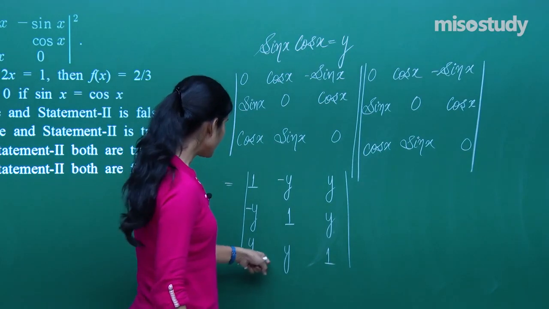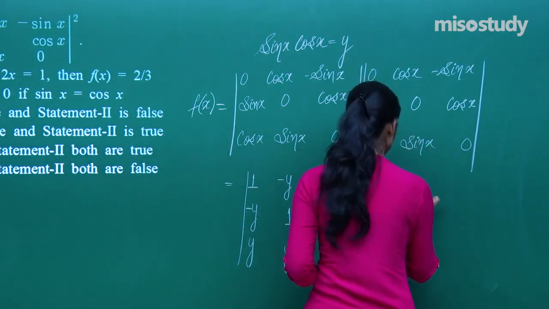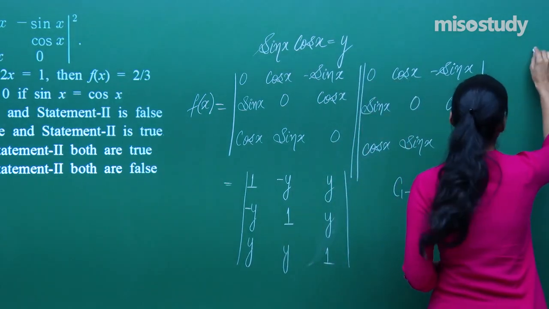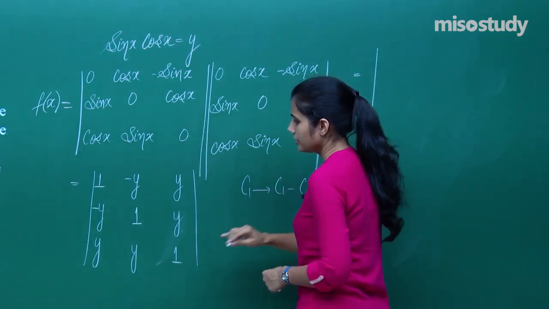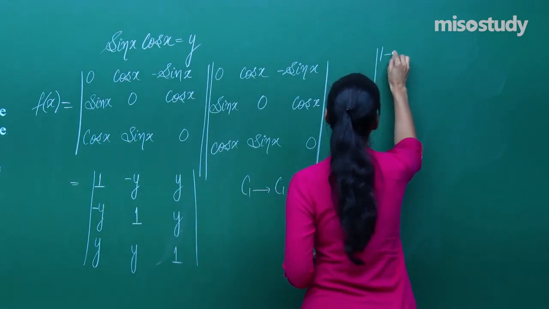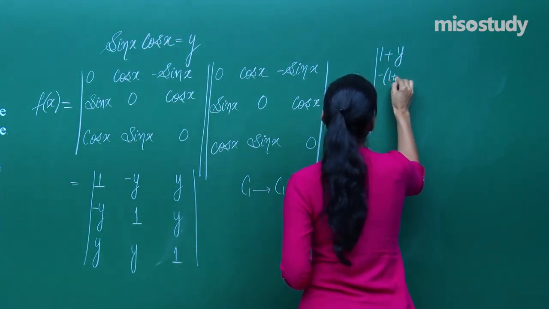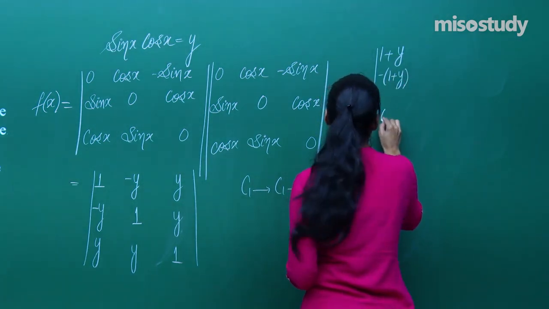Now over here you can very easily see I can subtract these two columns. I can say column 1 goes to column 1 minus column 2. So if I apply that, what is it that I get? Or yeah, so column 1 minus column 2. So 1 minus y makes it 1 plus y. And minus y minus 1 is minus of (1 plus y), and you have y minus y is 0.